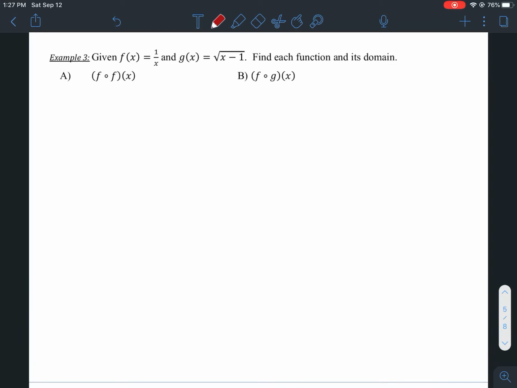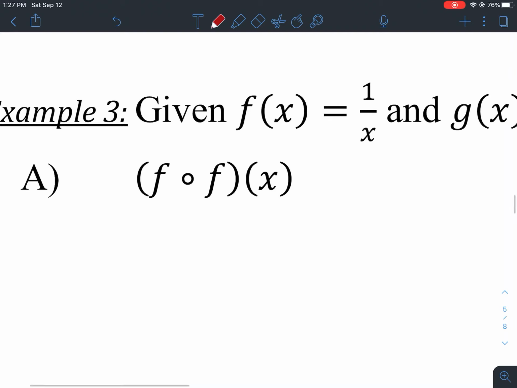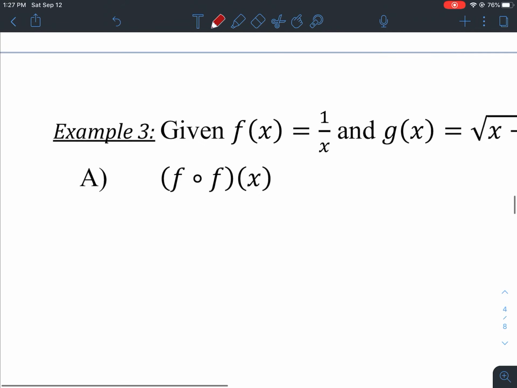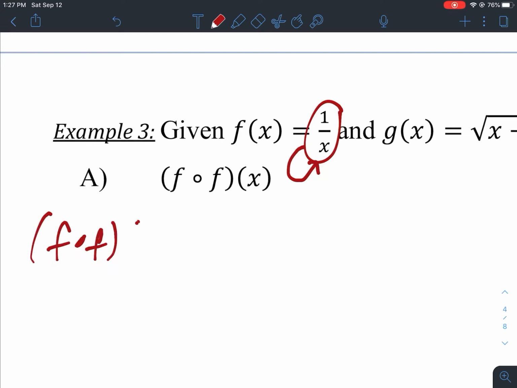Example 3. So this one's a little different here. It says take f of f of x. So what you're going to do is take f of x and put it right back in for x in f. So f of x is 1 over x. 1 over 1 over x can simplify to just x.